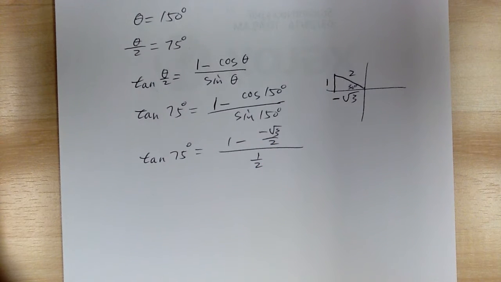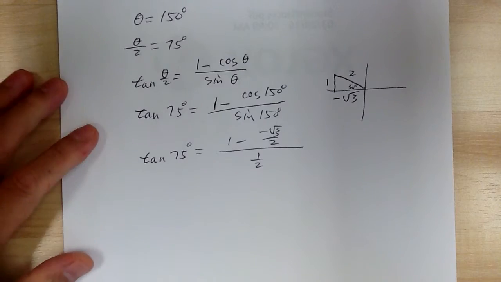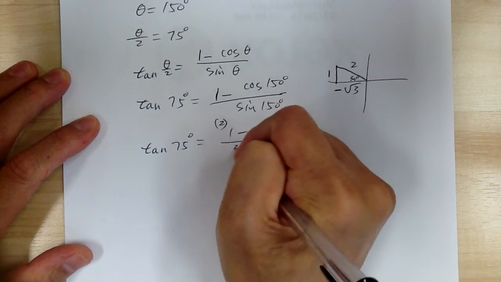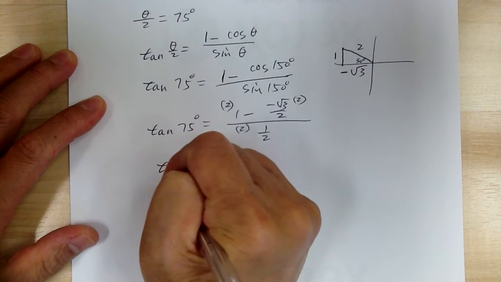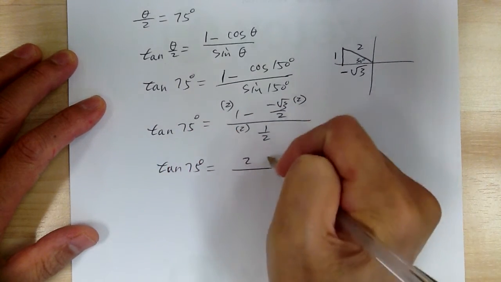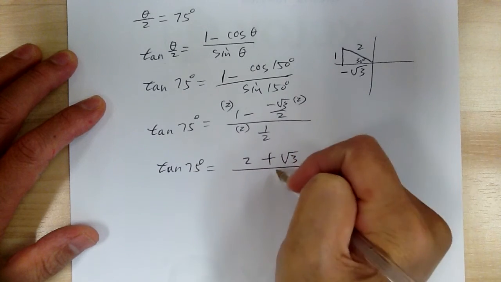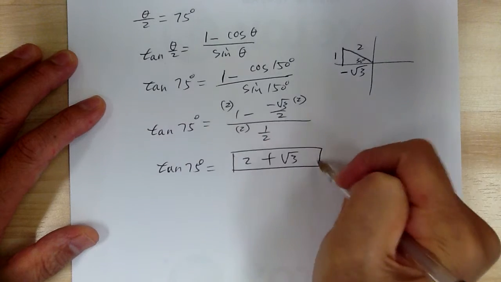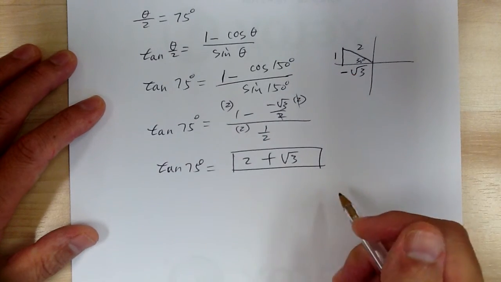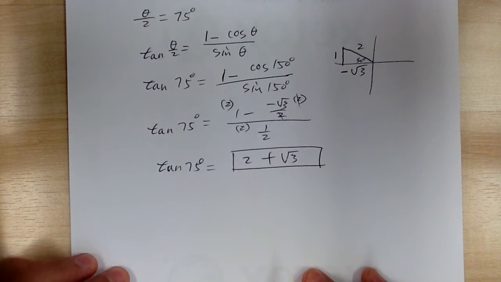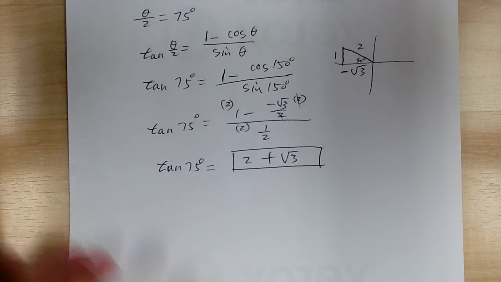Okay, so now it's a complex fraction, so you need to multiply by the common denominator. So multiply by 2, multiply by 2, multiply by 2. So tangent of 75 degrees equals 2 plus square root of 3 over 1. Okay, so that's it. Right? This cancels out, right? 2 times that gives you 1. So that's it. Okay, so that's how you do this.